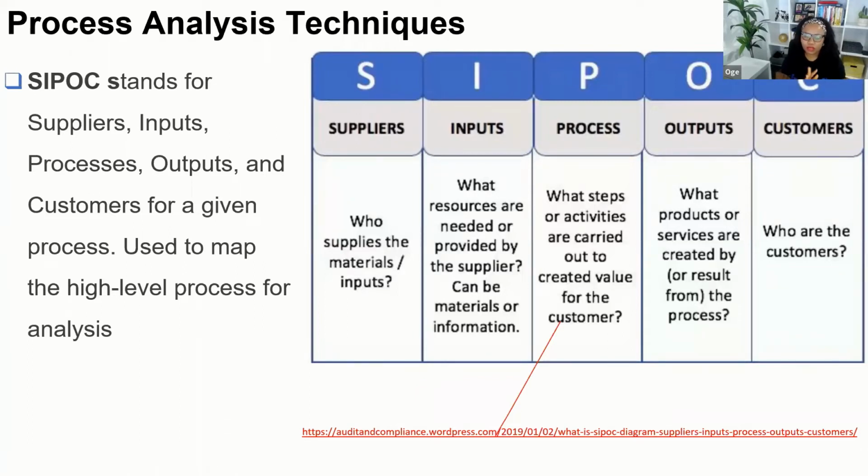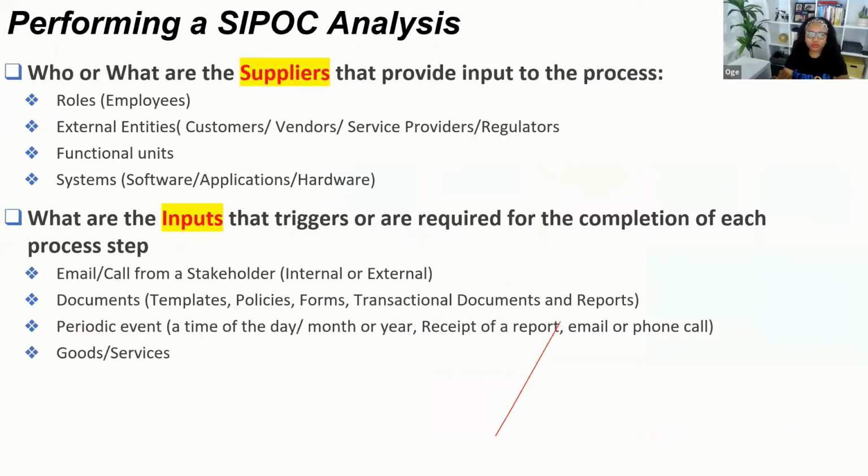So the SIPOC technique is used to understand your process at a very high level. It gives you a very high level understanding of the process you are looking at, and then you can begin to drill down. And to analyze further, you still apply this SIPOC technique to your individual activities and tasks, and I'll show you how you do that. So let's look into more detail. Remember there are four components in your SIPOC analysis, four information buckets you are trying to populate. So for the suppliers, you're asking who or what are the suppliers that provide input to your process.